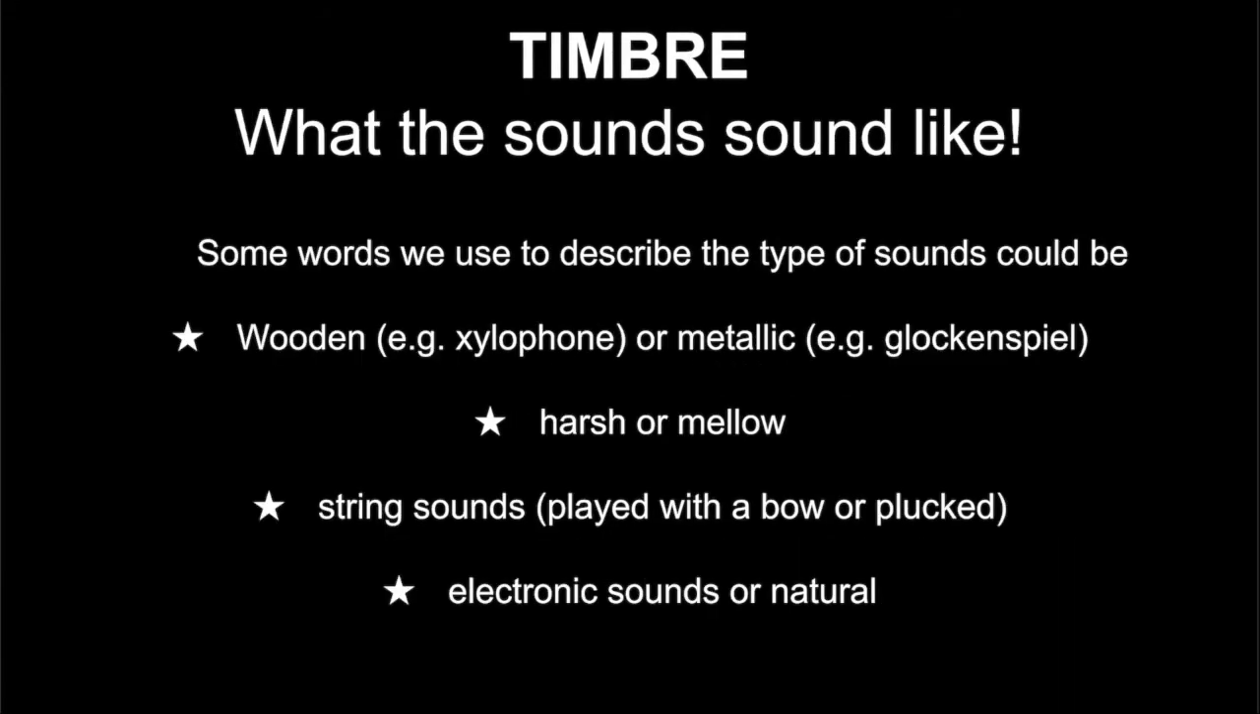Timbre is what the sounds sound like. It can be quite difficult to understand and to explain, but basically how a violin sounds different from a trumpet, how a classical guitar can sound different from an electric guitar. Some words we use to describe this type of sounds could be wooden, for example, the xylophone, or metallic, for example, glockenspiel. We could use harsh or mellow.